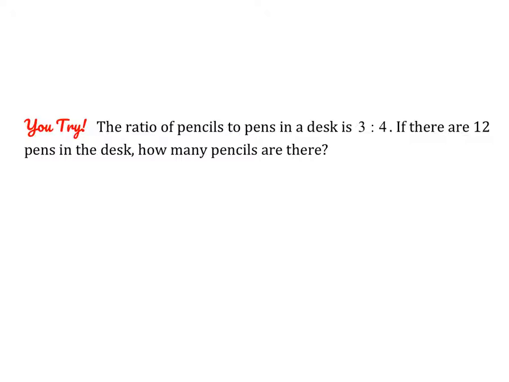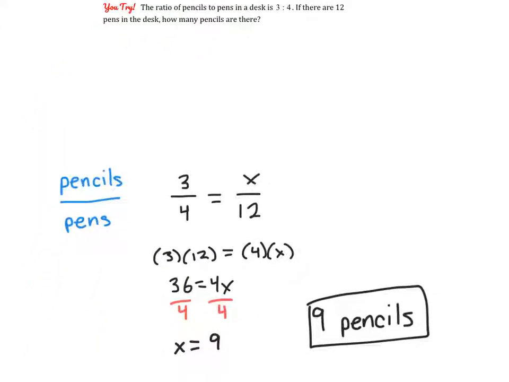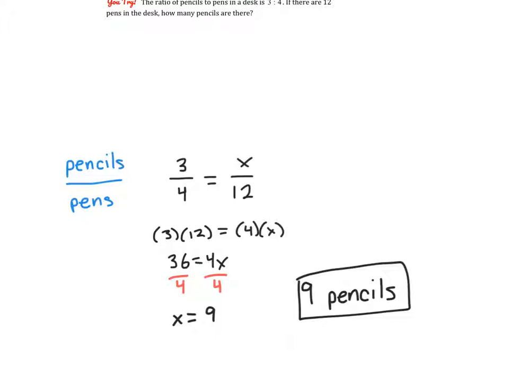All right, go ahead and pause the video and give this last problem a try. Okay, so here the ratio of pencils to pens is 3 to 4. And then it says there are 12 pens, so that number goes on the bottom, and so you should put x on top. And if you cross multiply, you should get x equals 9, so 9 pencils.